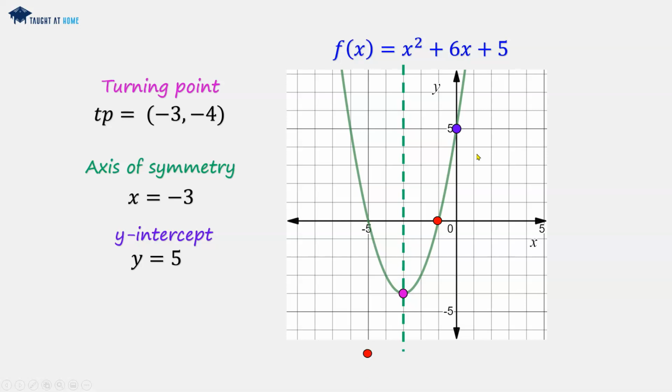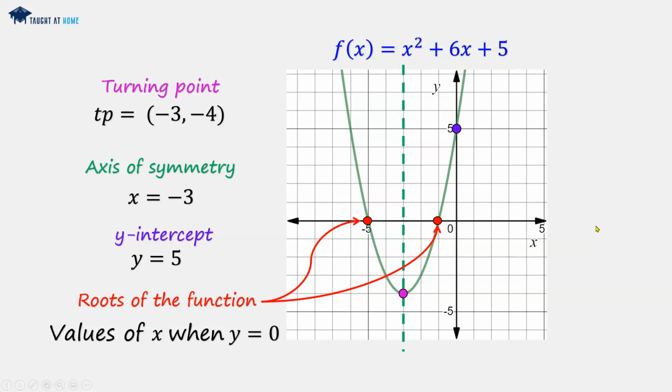There are two more properties that we can take from quadratic functions, and this is where the graph cuts the x-axis. We call these the roots of the function. And we can find this by setting the function f of x equals 0, finding where the equation equals 0.